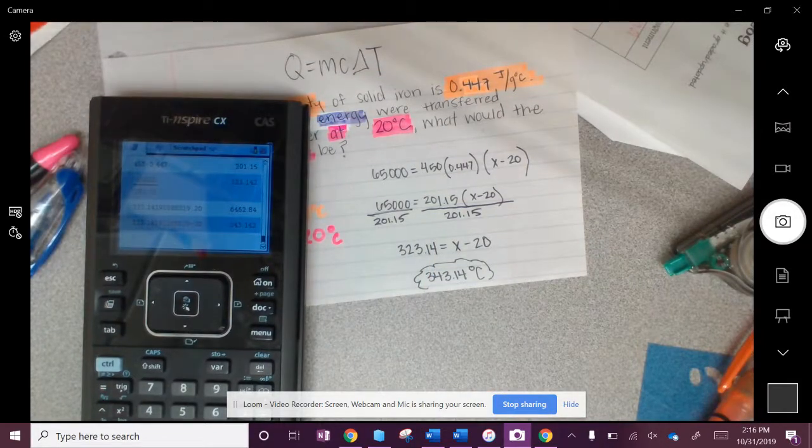Hopefully that's what you got. And that is how you use the mcAT equation, how you identify when to use it, and what each of the variables looks like when plugged in.